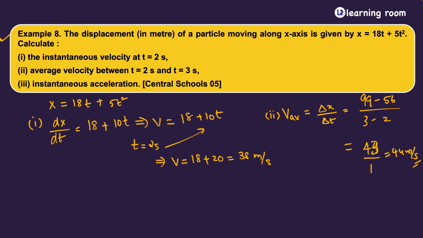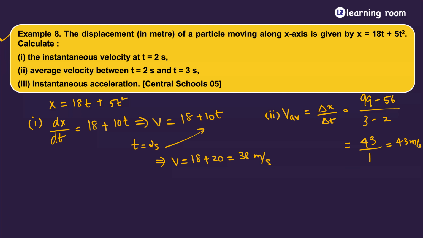So 99 minus 56 is going to be 43 divided by 1. It is going to be 43 meter per second.